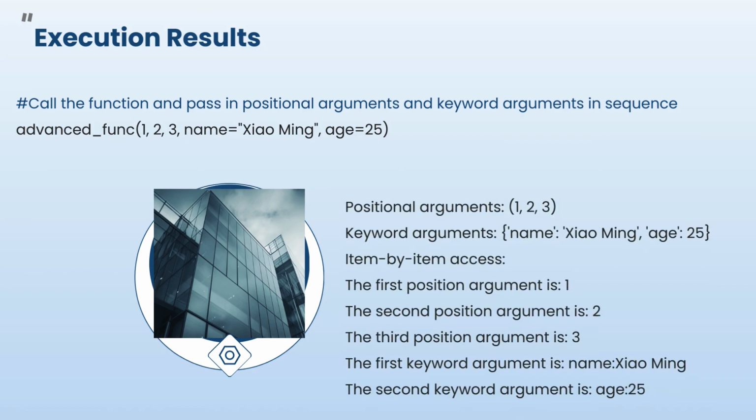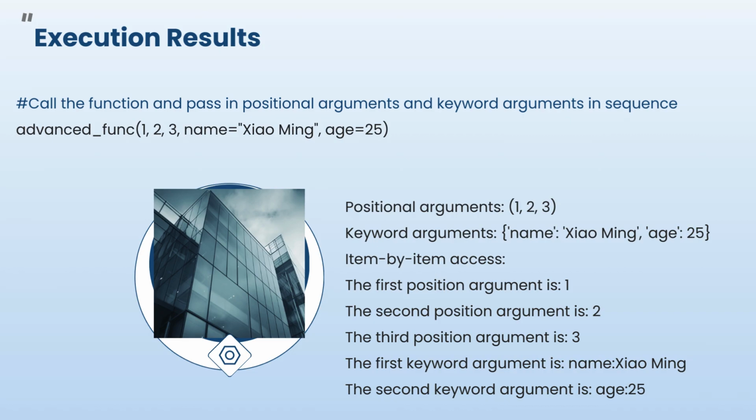Positional arguments: 1, 2, 3. Keyword arguments: name, Xiaoming, age, 25. Positional argument 1: 1. Positional argument 2: 2. Positional argument 3: 3.